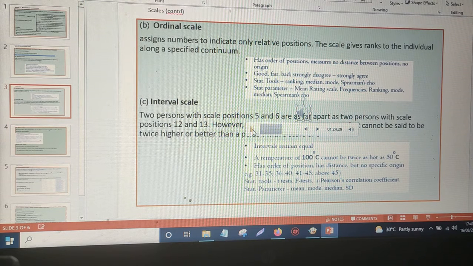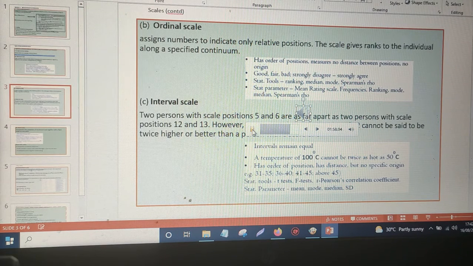The third one is interval scale. Two persons with scale positions 5 and 6 are as far apart as two persons with scale positions 12 and 13. However, a person with scale position of 12 cannot be said to be twice higher or better than a person with a score of 6. So the main features are that intervals remain equal. A temperature of 100 degrees Celsius cannot be twice as hot as 50 degrees Celsius.